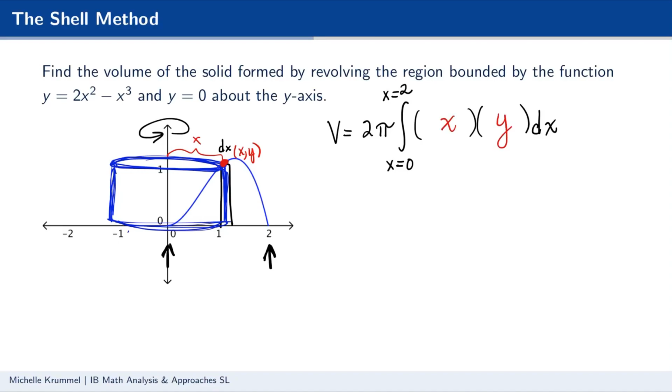But in a dx problem, we're not going to write y. We have to define y in terms of x. So the radius is just x, but the height is whatever y is equal to. And we know what y is equal to from right over here. y is equal to 2x squared minus x cubed.